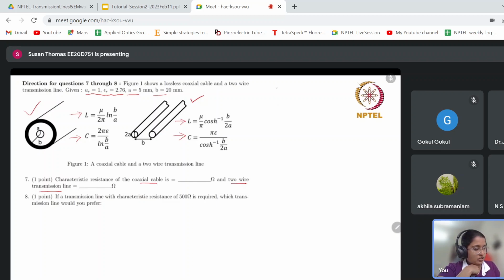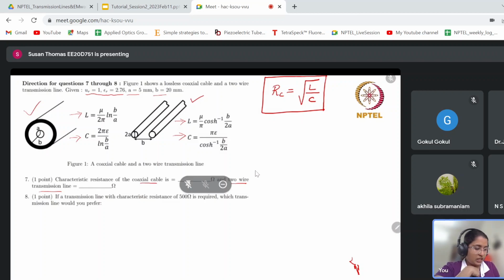To answer this question, the very first thing to understand is what is characteristic resistance, and what is the formula for that? That is root of L by C. We know what L and C are. So try to solve it and let's have a discussion. Please see the equation, substitute the values and try to find the answer. Let's wait for 1 or 2 minutes and then have the answers. Please do try.